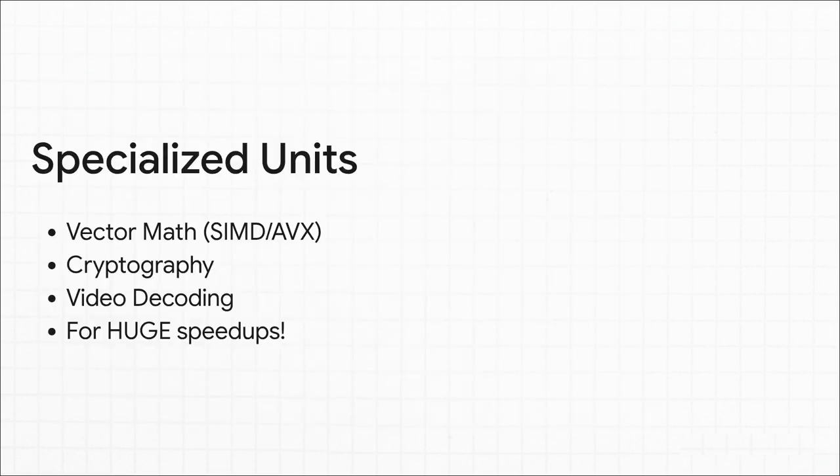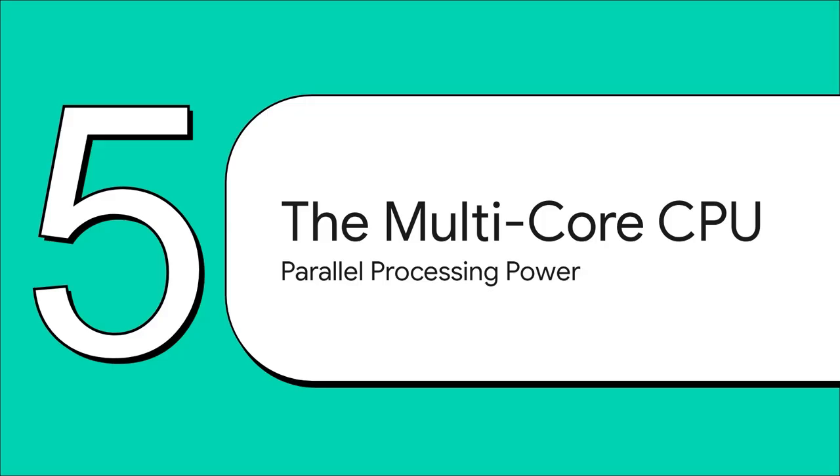And on top of that, designers started adding specialized hardware for really common tasks. Things like decoding a 4K video or encrypting data. They can be really slow if you just use general-purpose code. But if you build a dedicated piece of hardware just for that job, those operations can be done orders of magnitude faster.